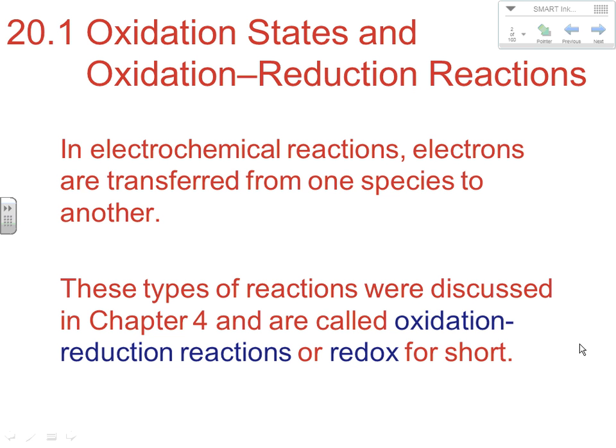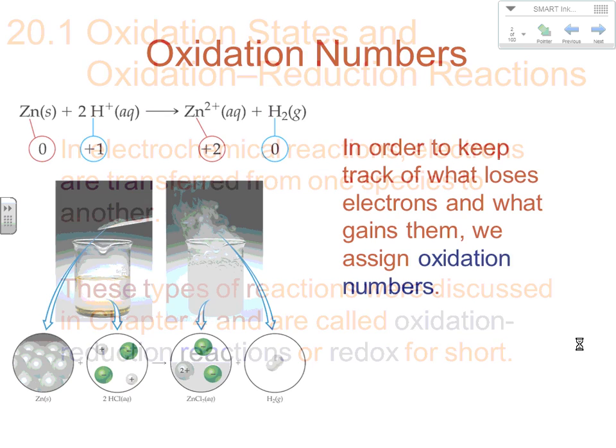Now, in electrochemical reactions, electrons are transferred from one species to another. So the types of reactions we're going to look at in chapter 20 all involve transfers of electrons occurring between the species in the reactions. Like I said, these types of reactions were discussed back in chapter 4, and back then we called them oxidation reduction, or redox, reactions for short.